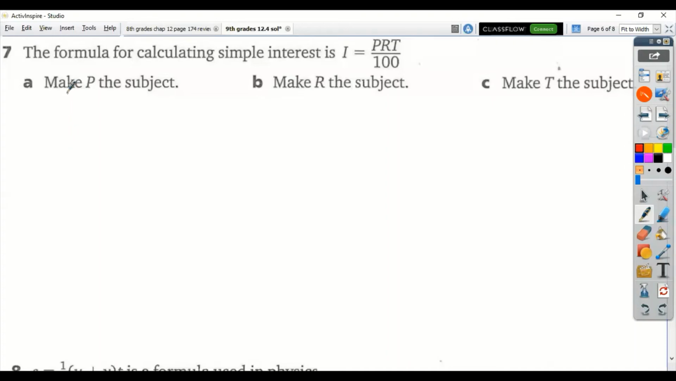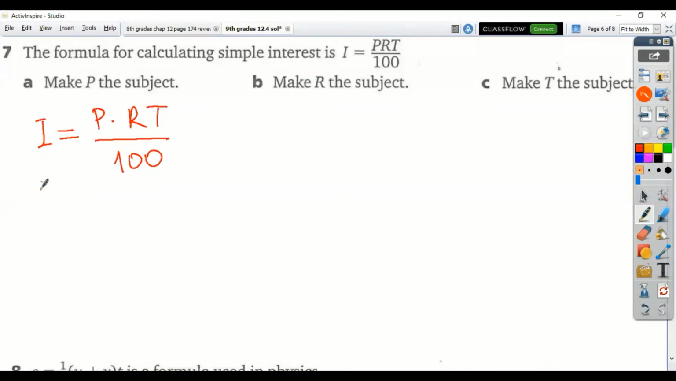The formula for calculating simple interest is this one. Make P the subject. So now I is the subject, and we are going to make P the subject. I equals, what is done to P? P is multiplied by RT above and then divided by 100. Divided by 100 is the final operation, it seems. It's a long fraction, you see.